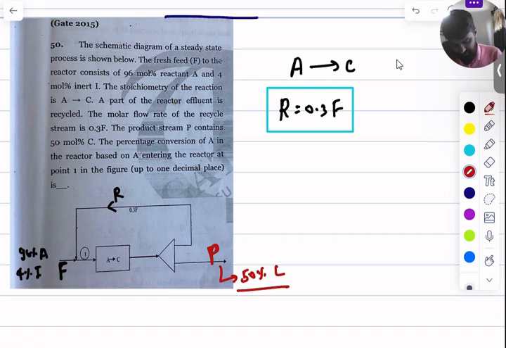The percentage conversion of A in the reactor, based on A entering the reactor at point 1. So you are supposed to calculate the percentage conversion based on the number of moles of A which is entering at the inlet of the reactor, right? So let's try to understand how we will solve this.